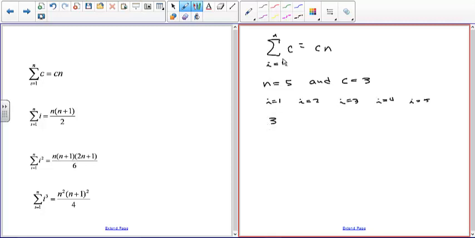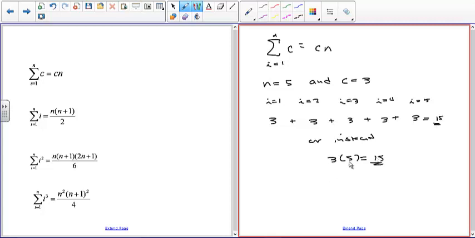When i equals 1, c is just c. When i equals 2, c is c. When i equals 3, c is just the constant. When i equals 4, it's still just the constant. And when it's 5, it's the constant. We add these things together because that's what the summation tells us to do, and that sum is 15. What it's saying is that instead of adding these 5 numbers together, all I would have had to do is take c, which was 3, and multiply it by 5, which is 15.